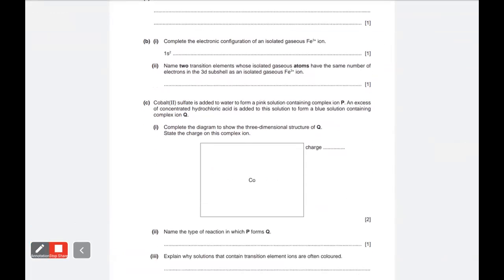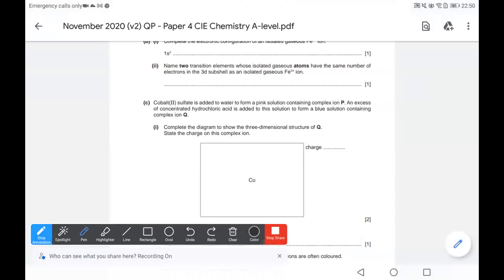Cobalt(II) sulfate is added to water to form a pink solution containing complex ion P. An excess of concentrated hydrochloric acid is added to this solution. Blue solid, tetrachlorocobaltate, Q. Complete the diagram to show the three-dimensional structure of Q. Tetrachlorocobaltate.